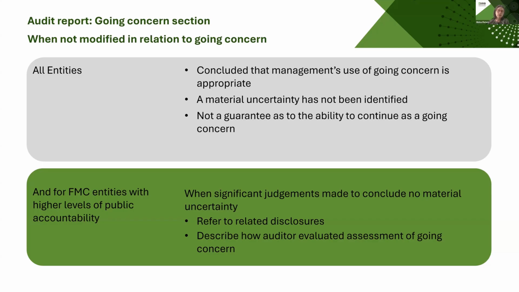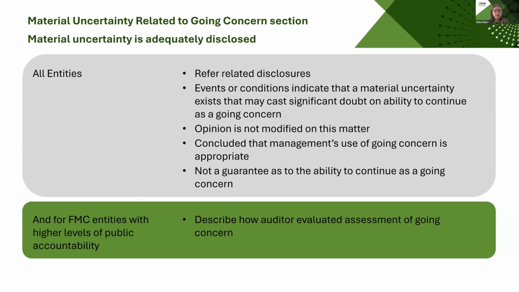Just to close the loop, I'll quickly run through. We will continue to have a separate section for a material uncertainty. So the MERG-C kind of approach, where there is a material uncertainty for all entities. Again, you're going to refer to those related disclosures. You're going to highlight those events or conditions that indicate that material uncertainty. You're going to clarify that your opinion is not modified, that the use of going concern is appropriate, and this is not a guarantee. The difference here, if you are an FMC reporting entity, the auditor's report is also going to describe how the auditor evaluated that assessment of going concern.